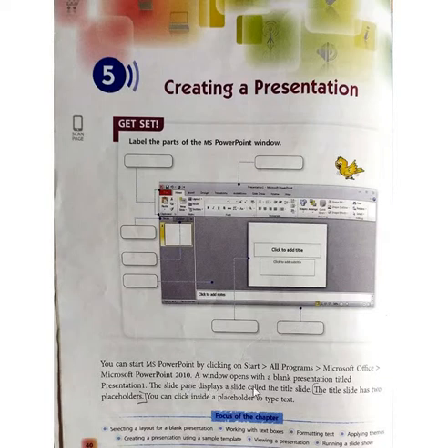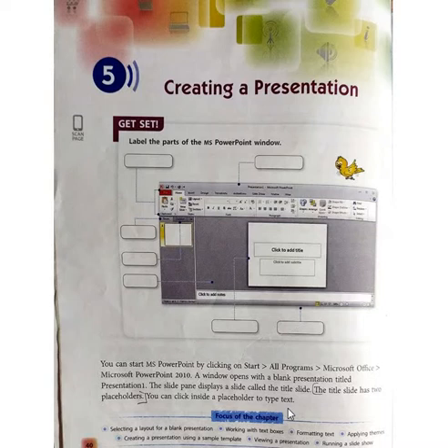A window opens with a blank presentation titled Presentation 1. The slide pane displays a slide called the title slide. The title slide has two placeholders. You can click inside a placeholder to type a text.